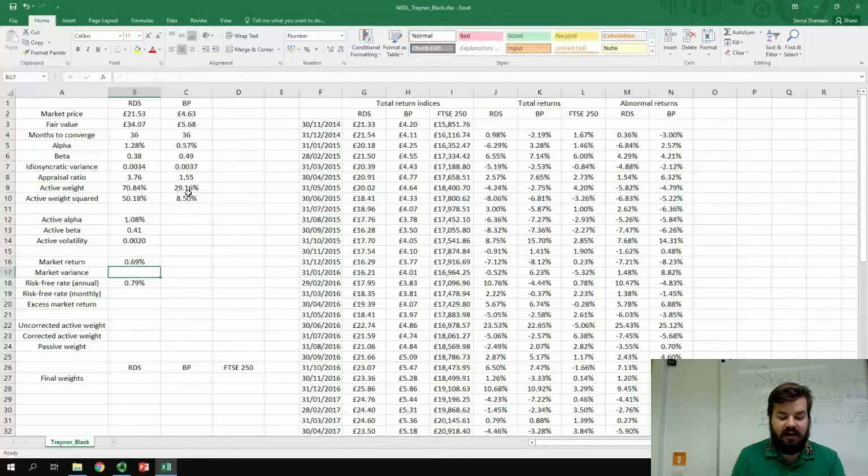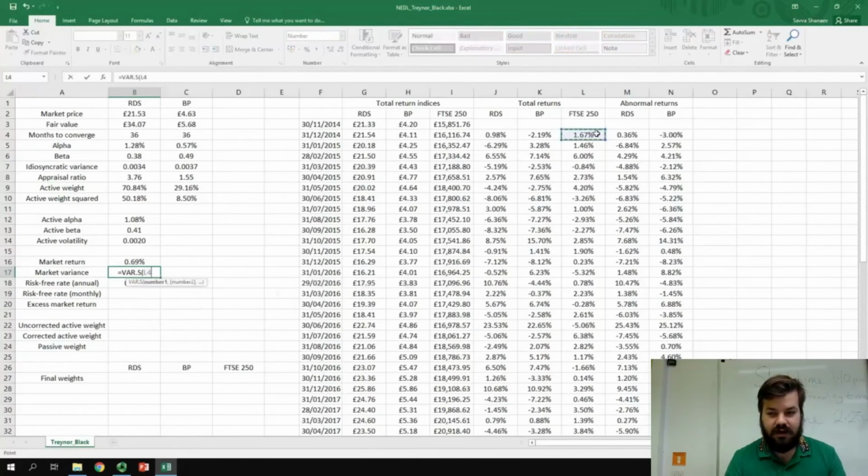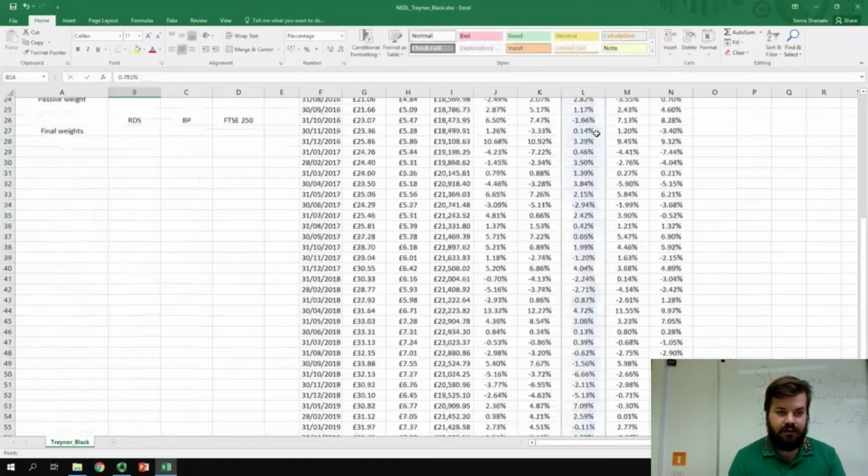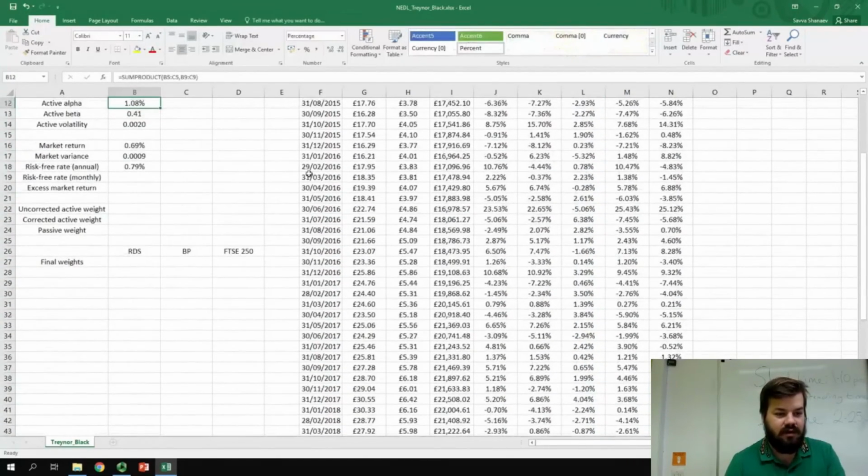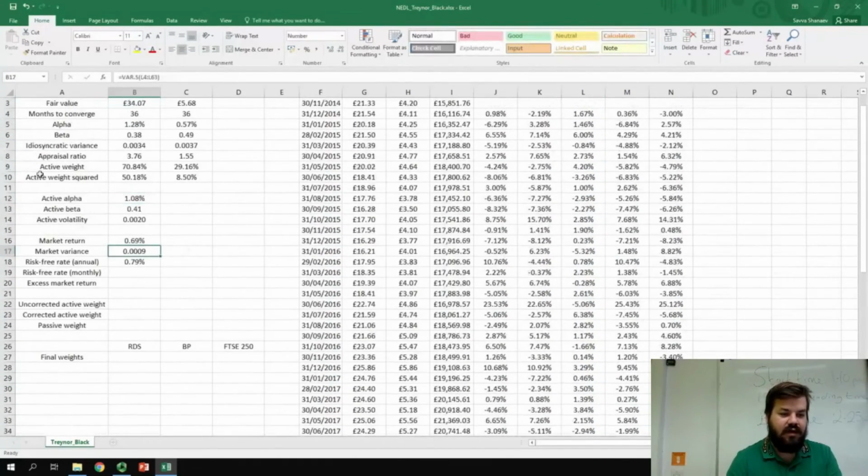Now we need to calculate market variance, and that is just applying the sample variance formula to the market returns. And we see that our market variance is a lot smaller than the idiosyncratic variance of both of our stocks and even the active volatility of our active portfolio. Which means that from the risk perspective, investing passively is much more attractive.